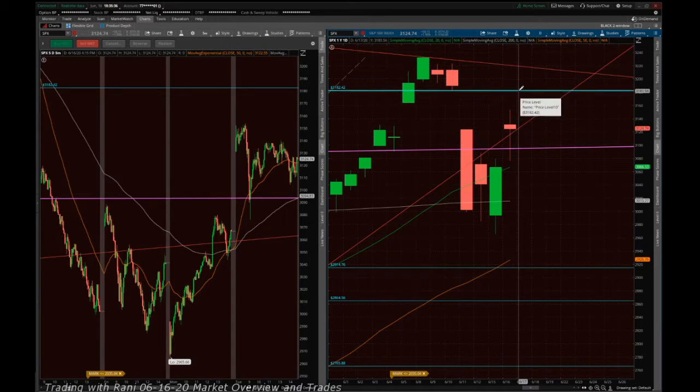If the gap fill acts as resistance, we'll short there. If it doesn't, it goes through. We'll wait until we see what it does at this line, and that's kind of how we're playing it, waiting and watching, and taking the moves where we can. All right. So that's kind of the overall view of where the S&P 500 is right now.